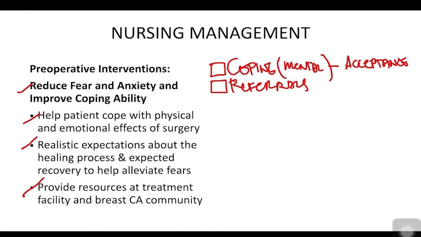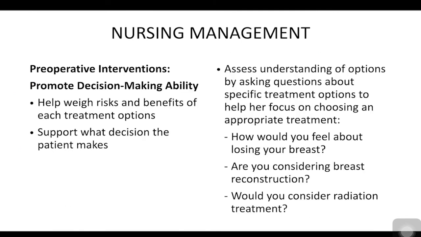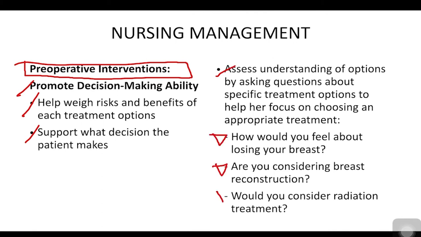Okay, for preoperative interventions again, decision making, usually weighing the risks, supporting the decision, understanding the options. This one is checking on the mental status of your patient and helping her to decide: how do you feel, what are your considerations, would you rather go for breast reconstruction, and would you rather consider radiation treatment.